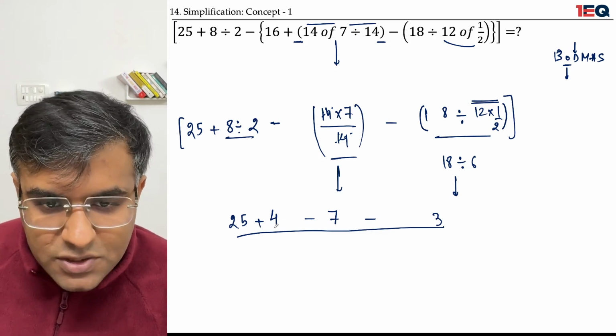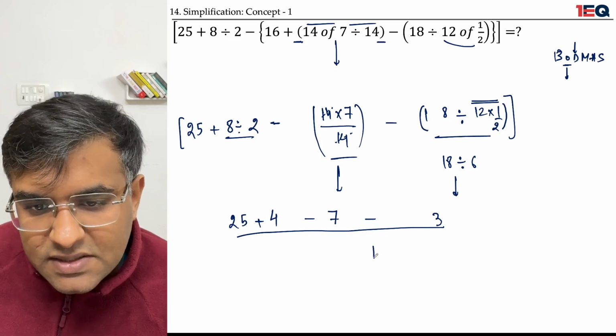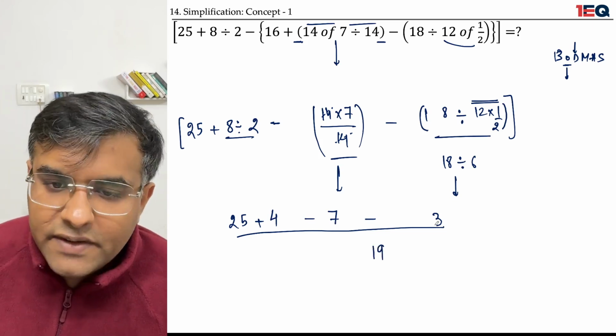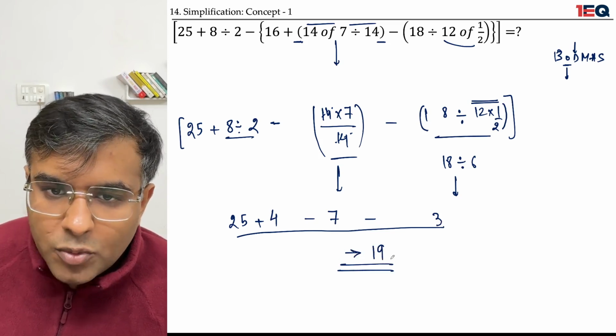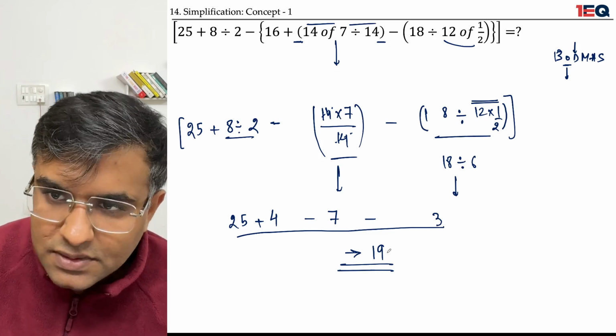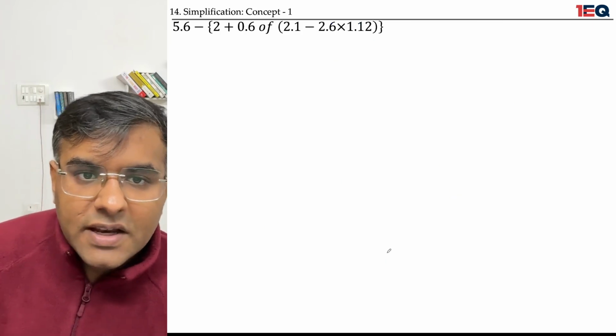25 plus 4 is 29. 29 minus 10 is 19. Okay, 7 and 3 make 10, and the minus sign. So 19 is the output of it, and that is my final answer. Okay, moving on to the next question.